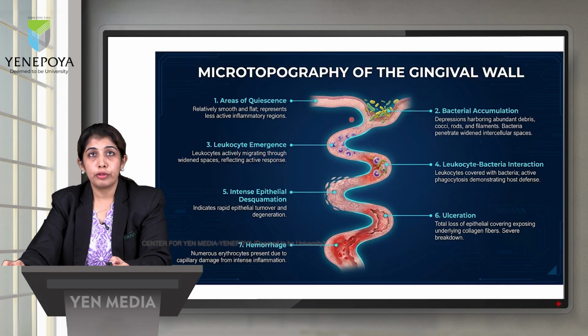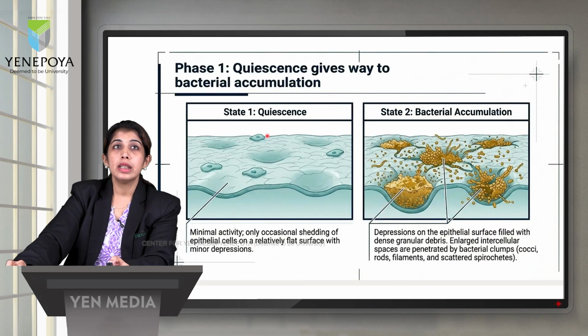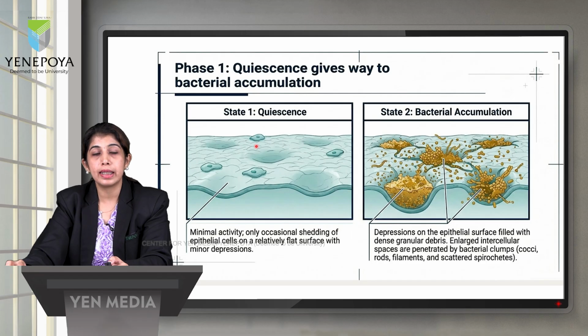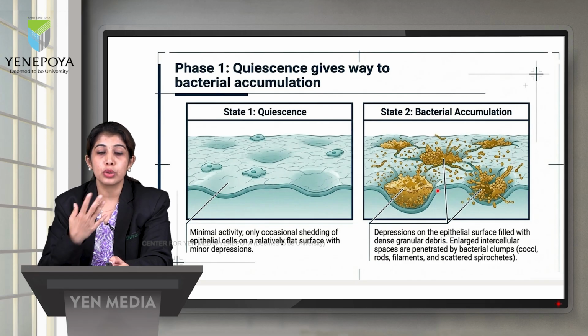If you see the lateral wall of the pocket, you have certain areas which I will explain: area of quiescence, area of bacterial accumulation, area of leukocyte emergence, leukocyte bacterial interaction, intense epithelial desquamation, ulceration and hemorrhage. The first one is the area of quiescence. Quiescence is basically inactivity. So these are minimal activity areas. There is a relatively flat surface with minor depressions. Second, in these depressions in the epithelial cells, there is bacterial accumulation happening. Once there is bacterial accumulation, your body is going to react.